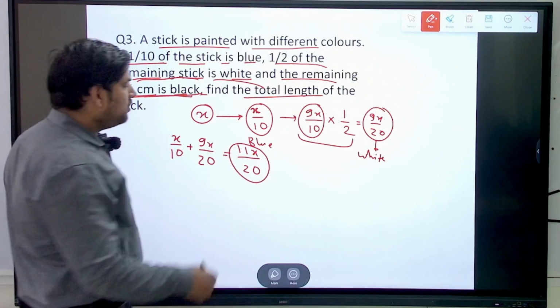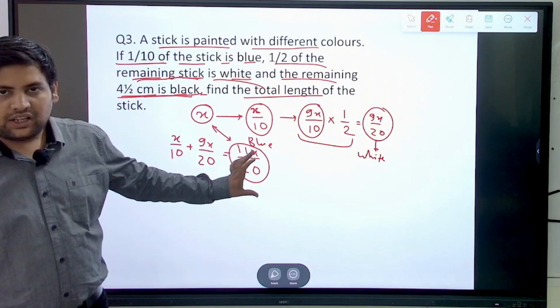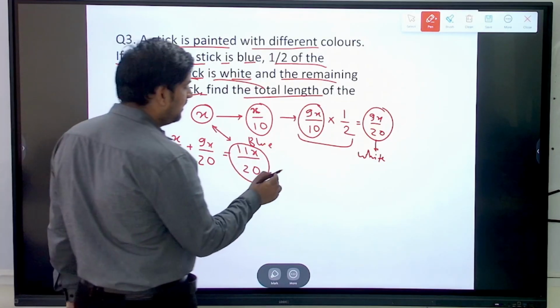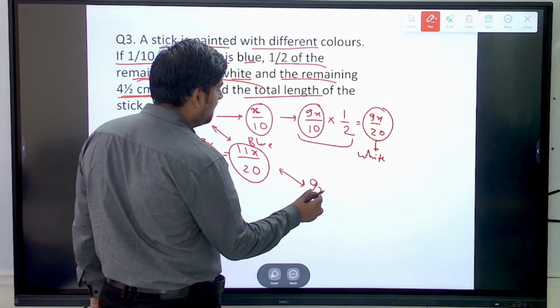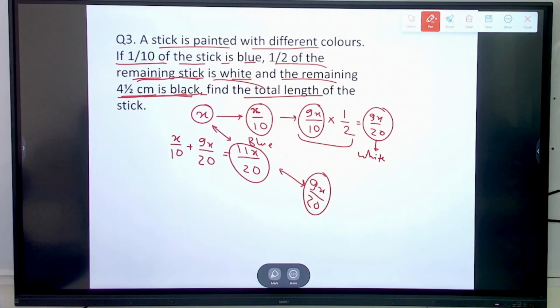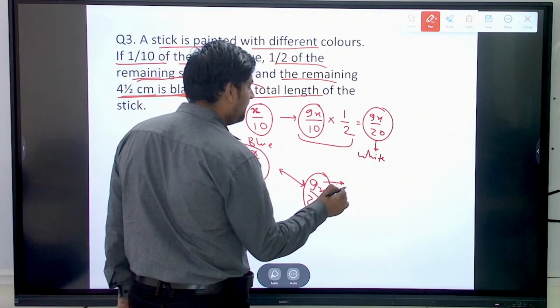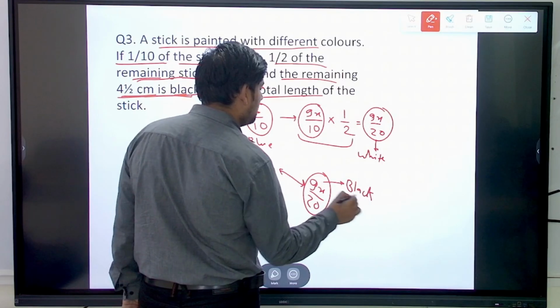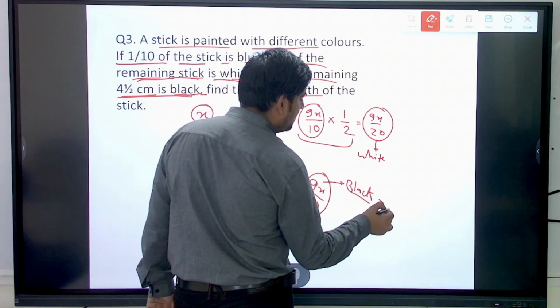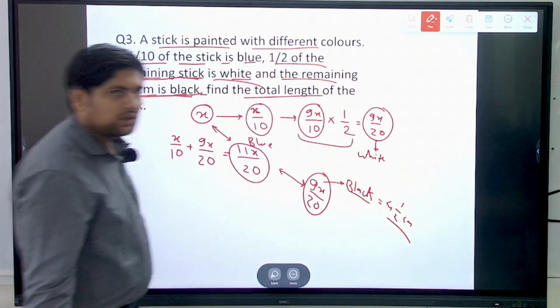Now out of x, 11x by 20 is already colored. So what is left? You are left with 9x by 20. Correct? You are only left with 9x by 20. Now you are given that this remaining part is made black and this length is also given to you, that is 4.5 centimeters.